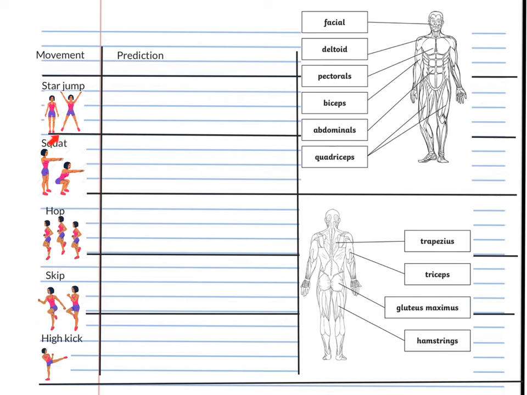Once you've done that, move on to the squat. Which of the muscles, remember to use your ones that are on the back as well, do you think you'd have to use in order to do a squat? Which ones to do a hop? Which ones to do a skip? And which ones to do a high kick? And I've just put the little images there just to remind you of what the movements are. So can you press pause now while you just make your prediction on which muscles you would use for each movement?